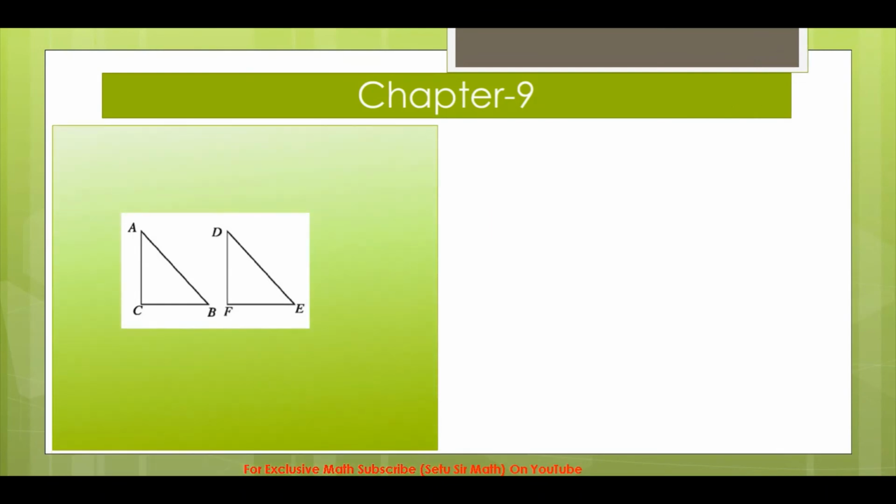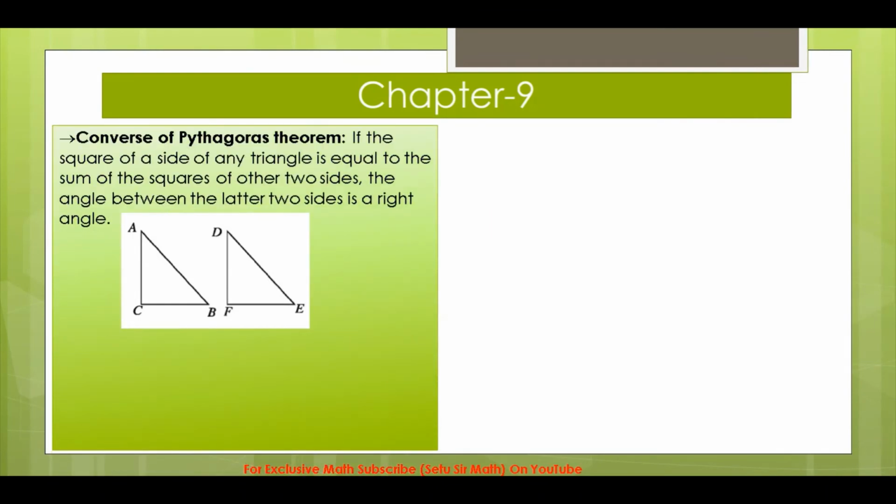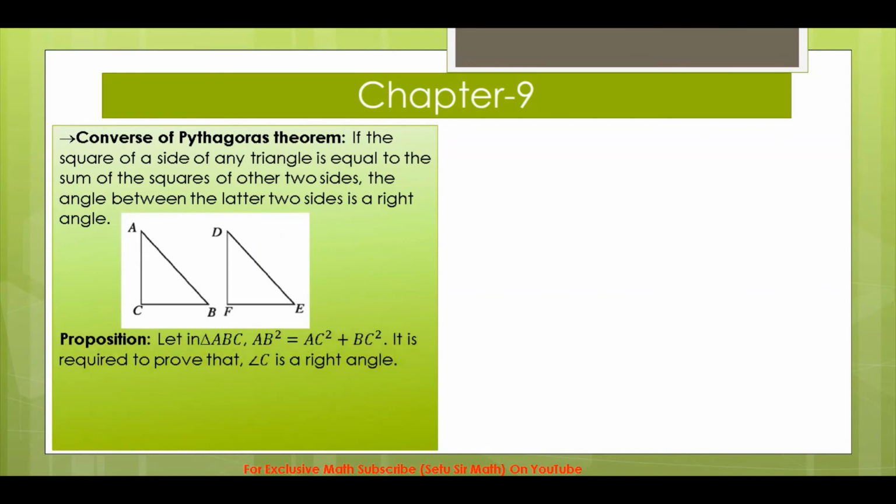Now, the converse of Pythagoras theorem. This is the opposite of Pythagoras theorem. If the square of a side of any triangle is equal to the sum of the squares of the other two sides, the angle between the latter two sides is a right angle. Let's see the proposition. Let in triangle ABC, AB square equals AC square plus BC square. It is required to prove that angle C is a right angle.